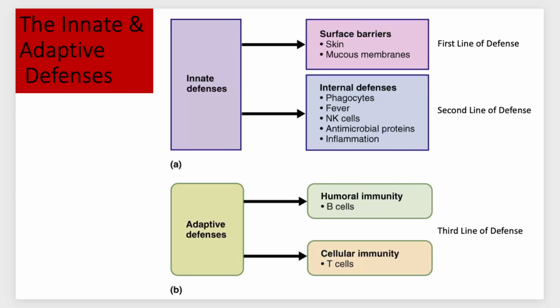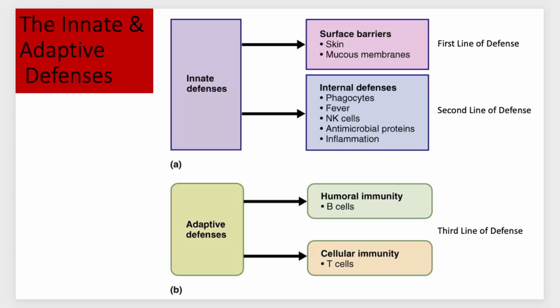Mucous membranes also would be considered a first line of defense. It's the first thing an invader is going to run into in your body. They're going to be on your skin, or they're going to be breathed in and interface with a mucous membrane. So that is a barrier that prevents that bacteria from just going right into your body and infecting you.